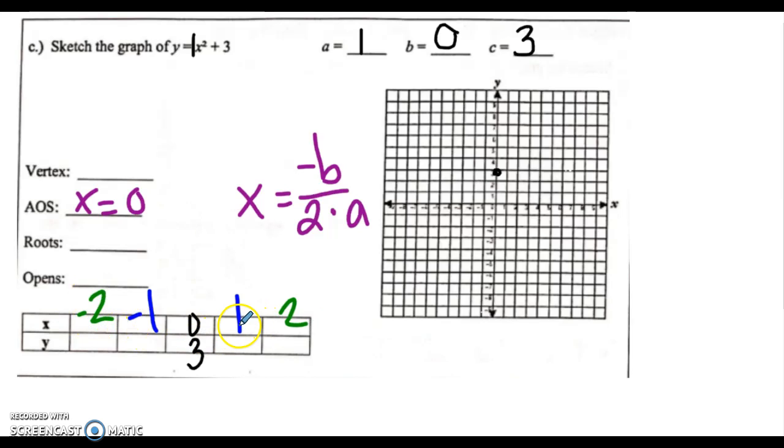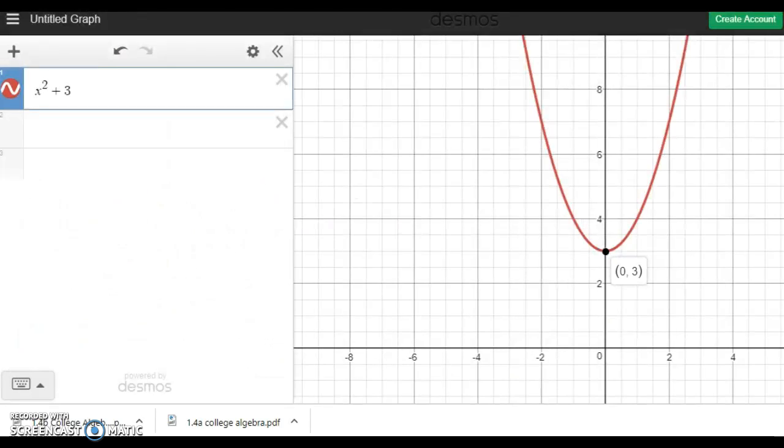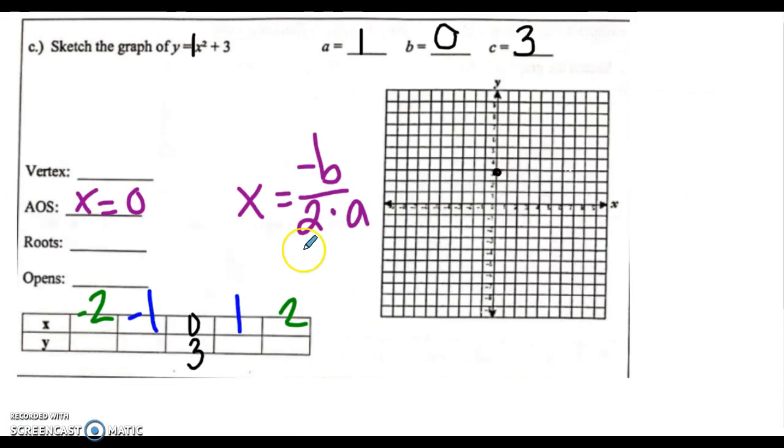Okay, so what happens when x is 1? X is 1, y is 4? 1, 4. Good. If that's the case, negative 1 is going to be 4. Nice. Okay. So 1, 4, and negative 1, 4. So 4, 4.